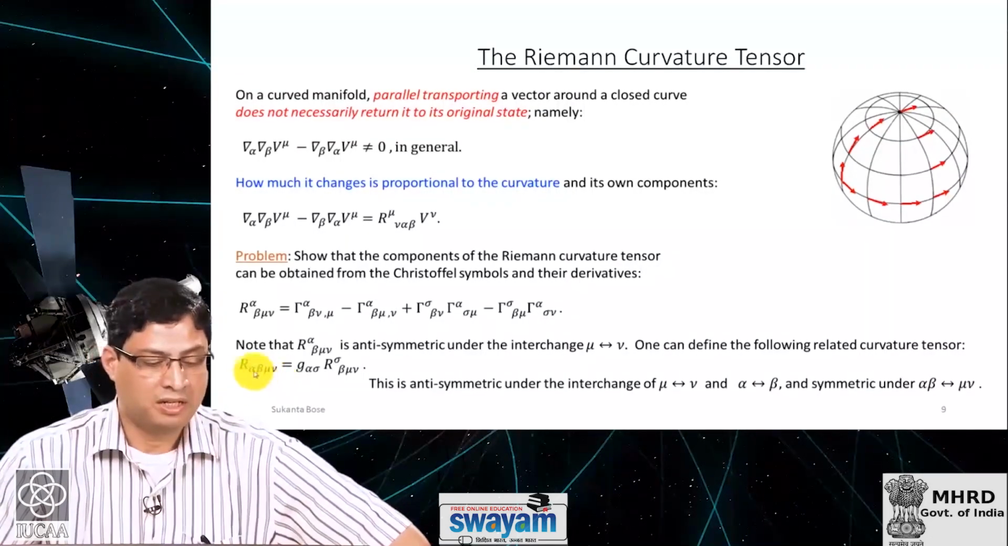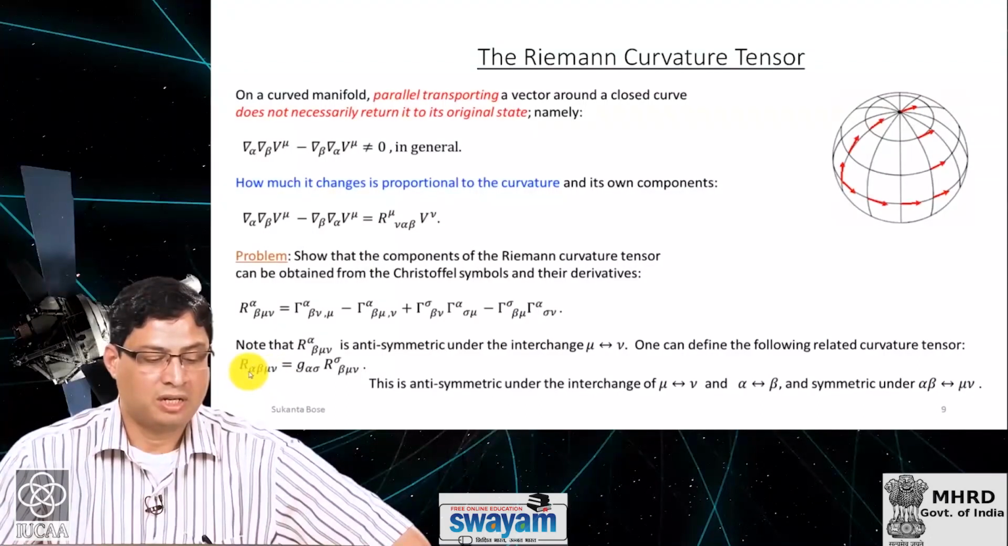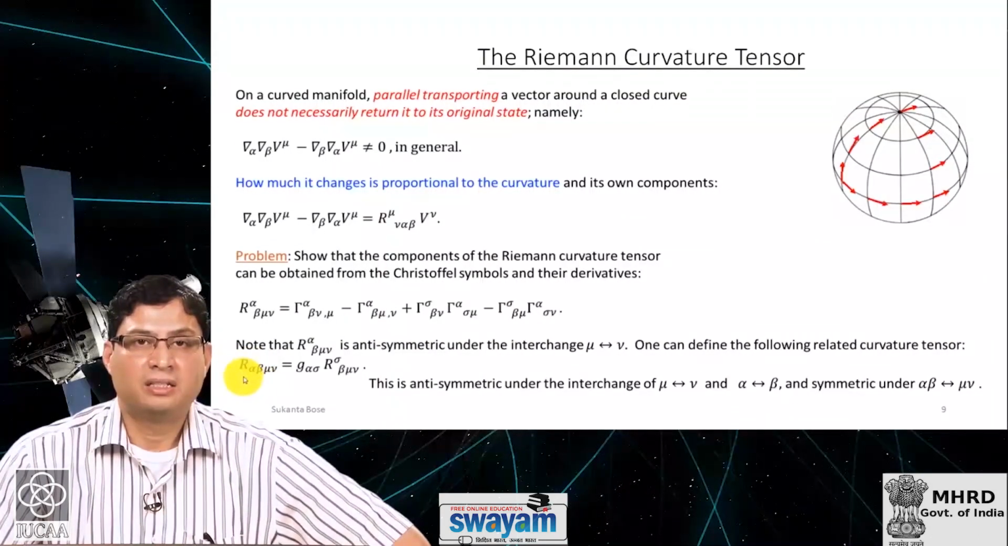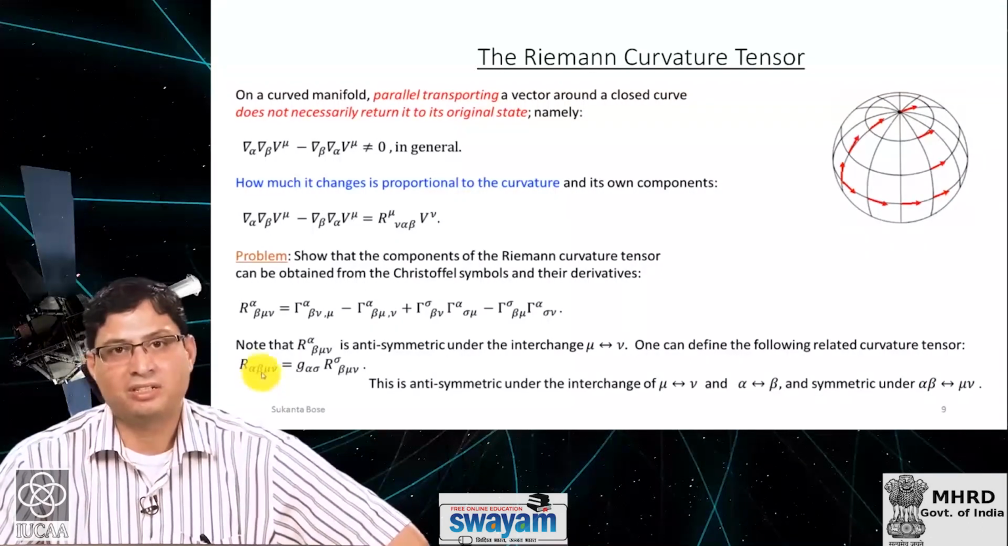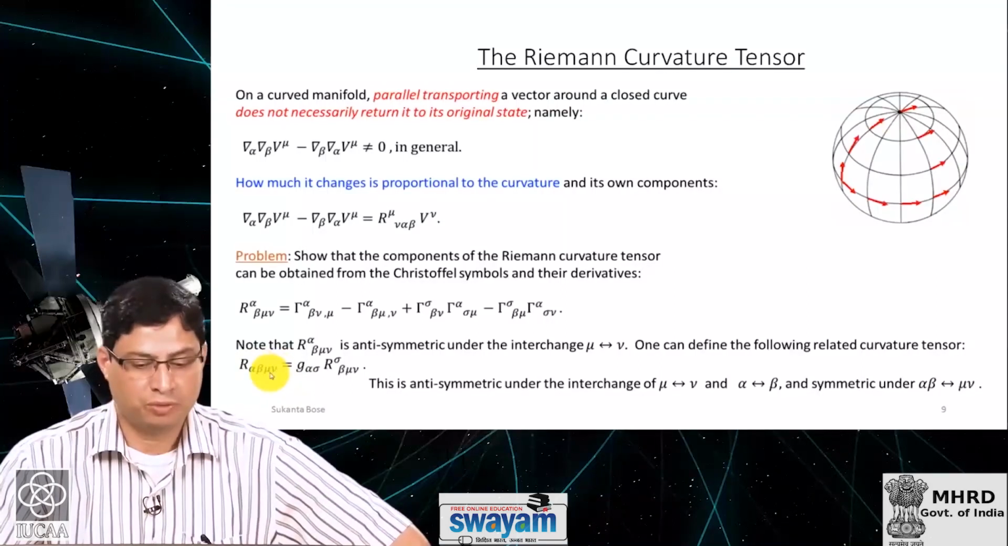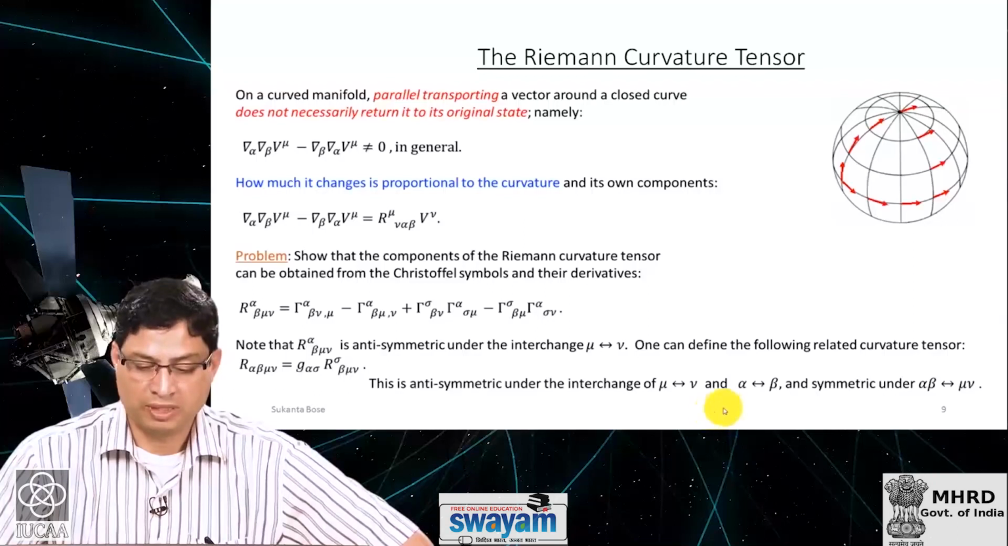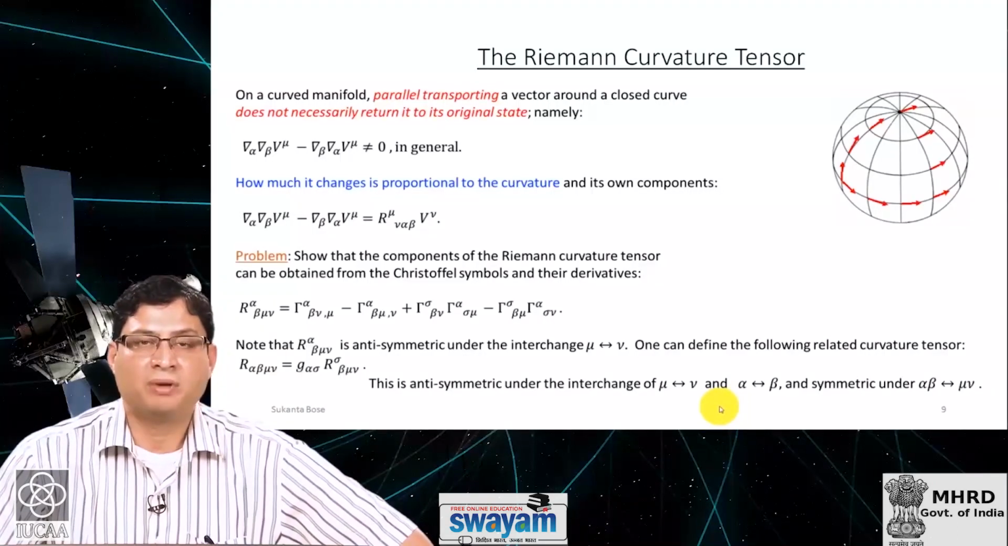One of them is that this object is antisymmetric under the interchange of not just mu and nu, which is a property it carried over from this initial object, but also under the interchange of alpha and beta. And finally, this quantity is symmetric under the interchange of the pair alpha beta with respect to the pair mu nu. This is all written here for your benefit, but keep these properties in mind.